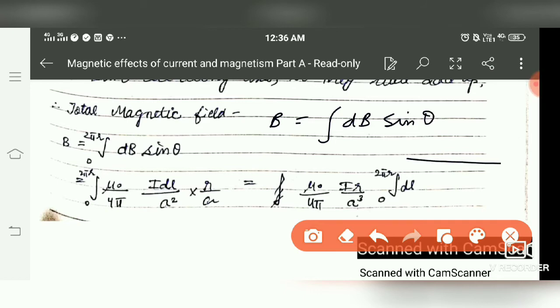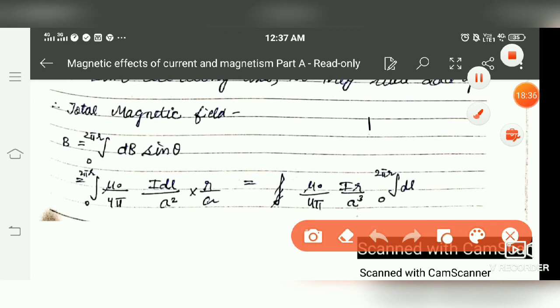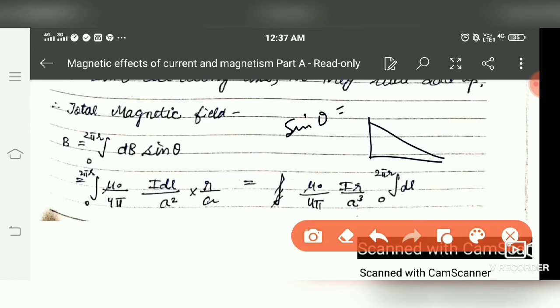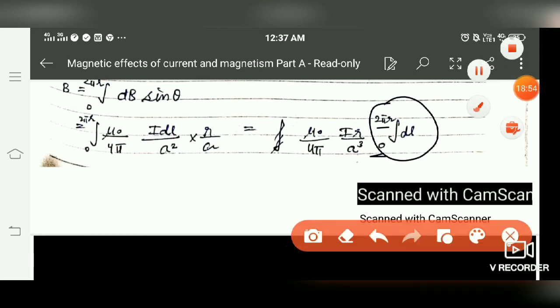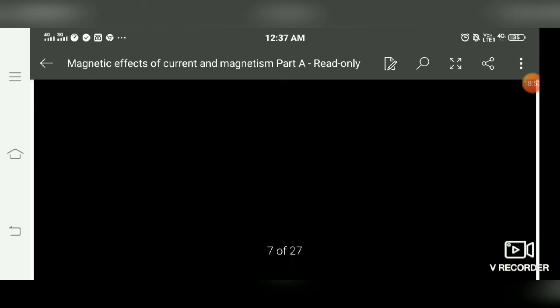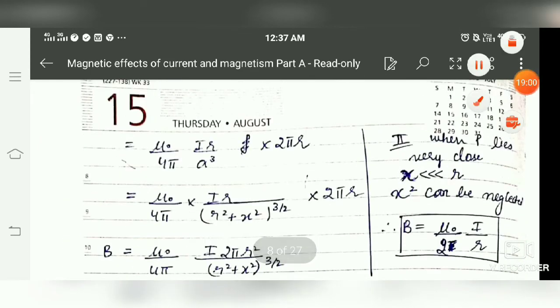Now we have to calculate theta in this triangle. This angle was theta, this is 90 degrees, this is the base, and this is the hypotenuse. So in this triangle we get the value of sin theta, by substituting which we get r by a here, and also the value of dB. And by solving this we get dl inside the integral, from 0 to 2 pi. By substituting the value we get a result like this.